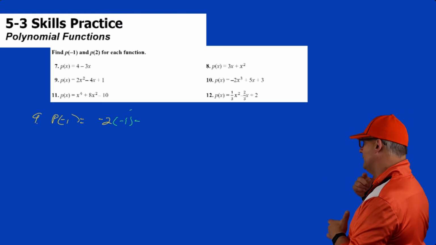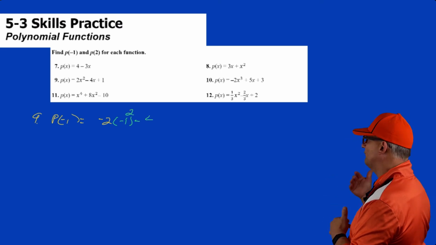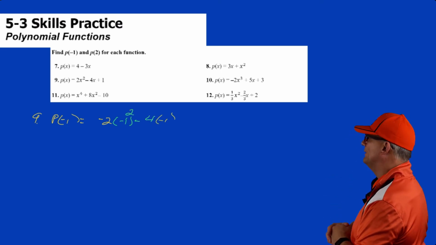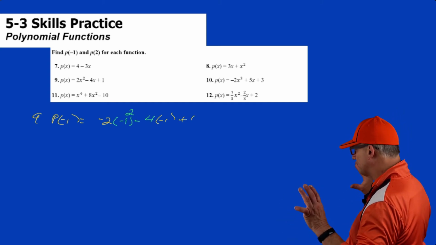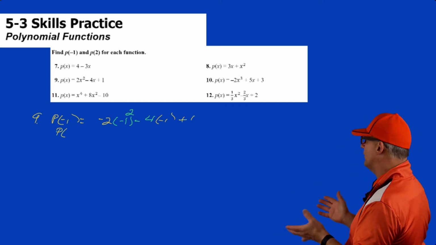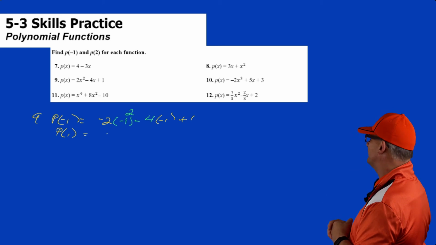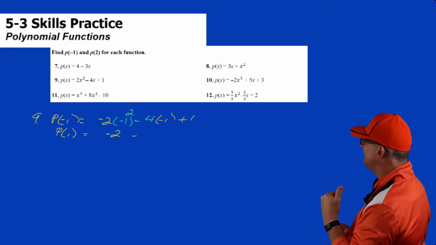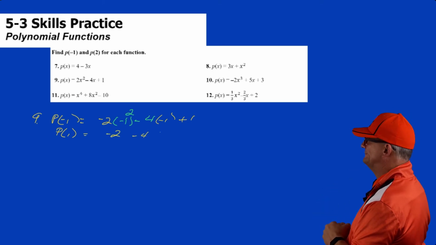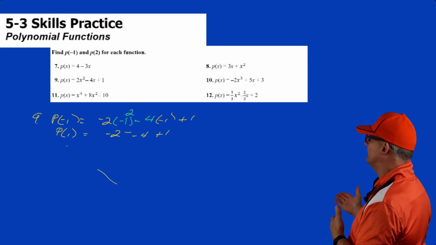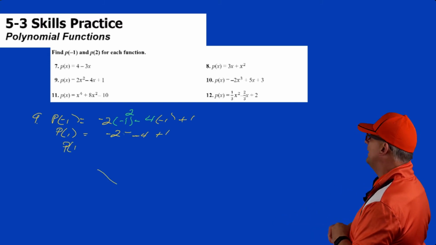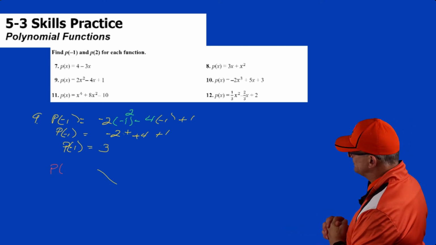-2, -1 squared, right? -4 times -1 plus 1. So we had our open set of parentheses, we put all our values in, now it's just some simple math, right? And so P of negative 1 equals what? That's where we're at. So I got negative 2 minus 4 plus 1. And in my world, guess what that equals? Negative 1. That's right.